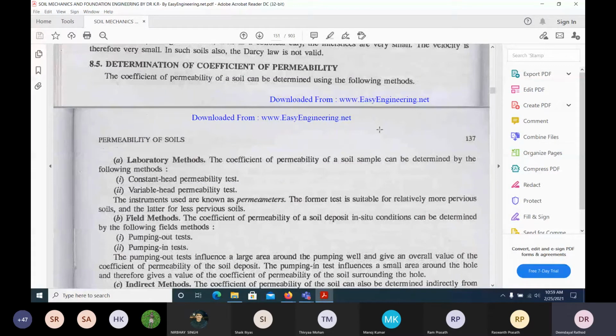So this is all about permeability, how you find it in the field and the laboratory. We have seen Darcy's law: velocity is directly proportional to hydraulic gradient. Hydraulic gradient i equals h by L, where h is the loss of head, the difference in head, and L is the length of the soil. The more the loss of head, the higher the hydraulic gradient, so velocity depends on the hydraulic gradient only. That's what Darcy's law is all about.